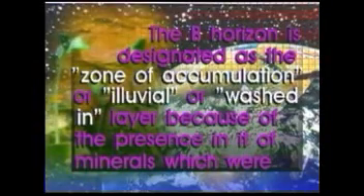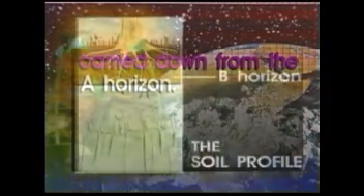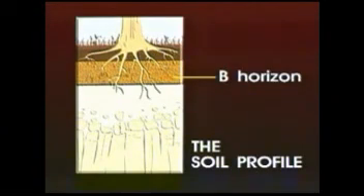leaching. The B horizon is designated as the zone of accumulation or illuvial or washed-in layer because of the presence in it of minerals which were carried down from the A horizon. Weathering here has advanced further than in the underlying zone, so most minerals of the parent rock are unrecognizable. Other minerals are converted into new minerals or into soluble salts.